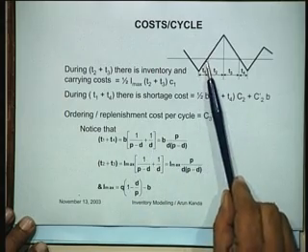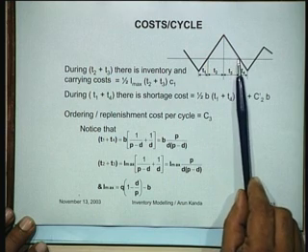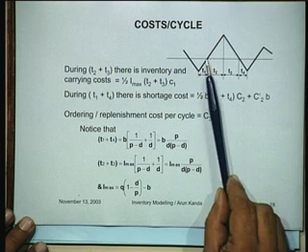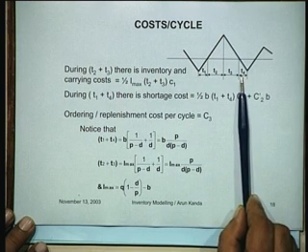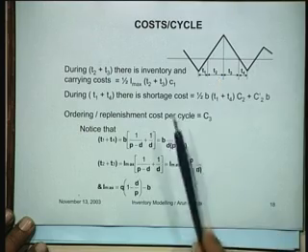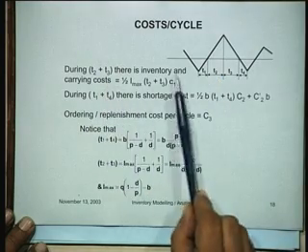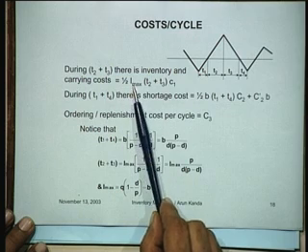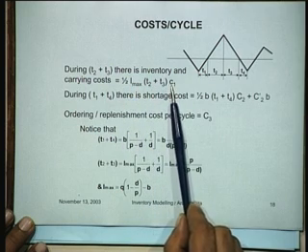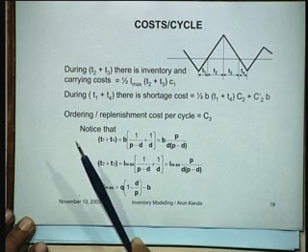During the period of the cycle from T2 to T3, you are actually having inventory. And during the periods T1 and T4, you are having shortages. So during this period, the carrying cost during the period T2 plus T3 is half of I max into T2 plus T3 into C1, which is the cost of carrying inventory.